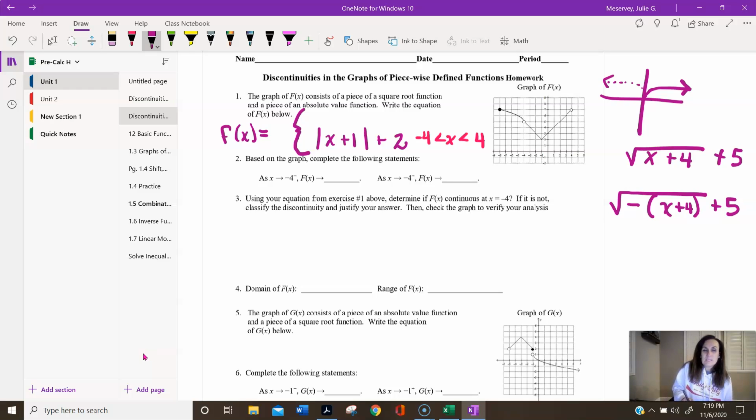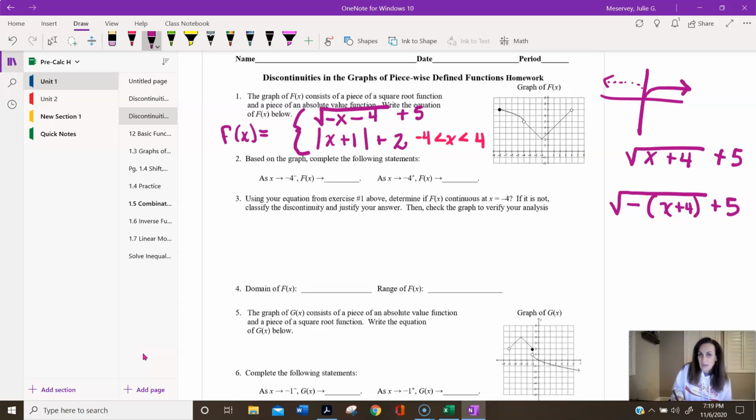This is going to simplify as the square root, and you're going to distribute that negative. So negative x, that's the reflect over the y, subtract 4. Subtract 4 is really plus 4 when you factor that negative out. And then you have plus 5.